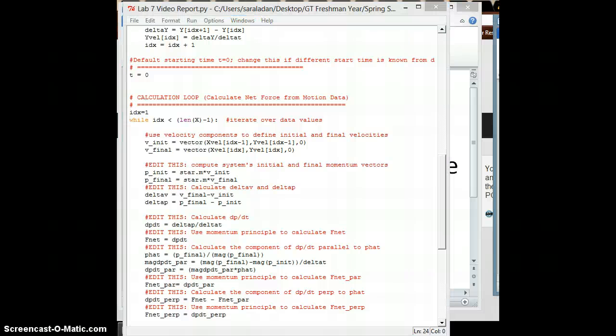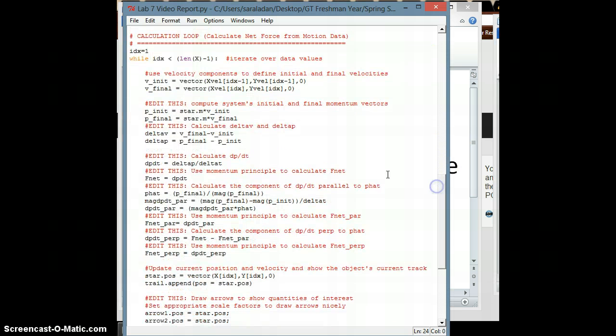Next, we wanted to split up the momentum into its components and use the momentum principle to solve for Fnet. First, we wanted to find the change in momentum over time, the dp dt, and then by applying a modified version of the momentum principle, we found that dp dt is equal to Fnet. To find the components of Fnet, we solve for dp dt in its parallel and perpendicular form and set that equal to Fnet.